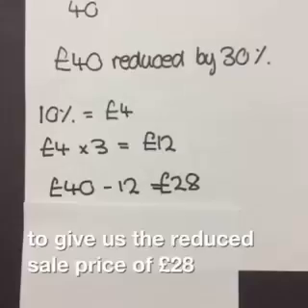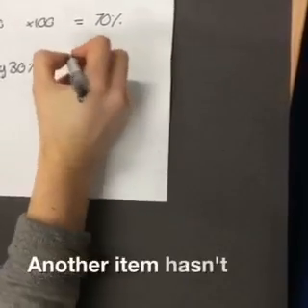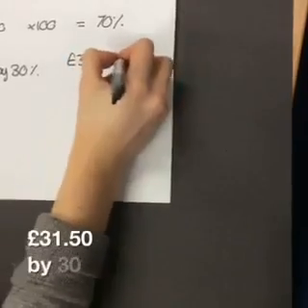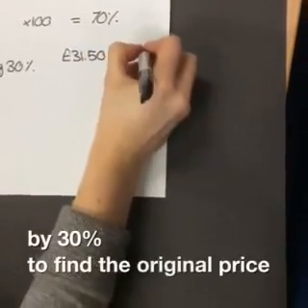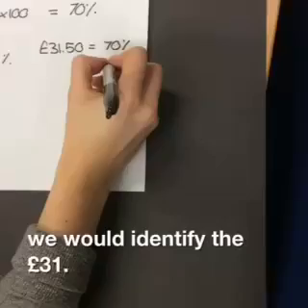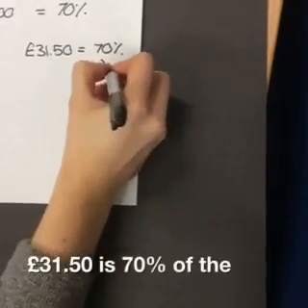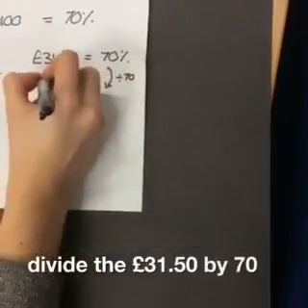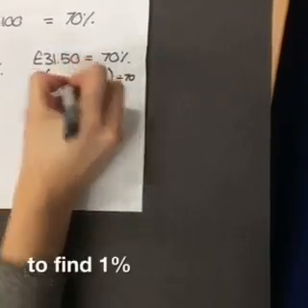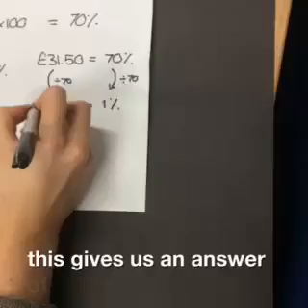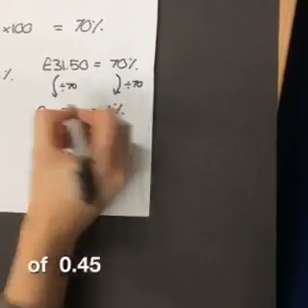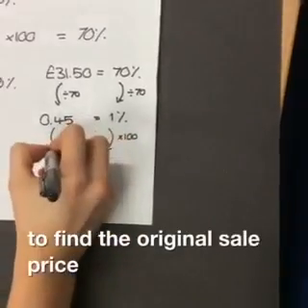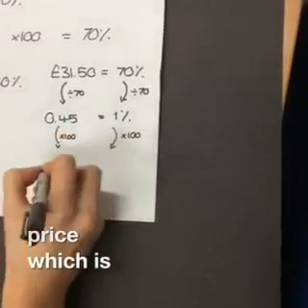of £28. Another item has a reduced sale price of £31.50. This has been reduced by 30%. To find the original price, we would identify that £31.50 is 70% of the original price. We would then divide the £31.50 by 70 to find 1%. This gives us an answer of 0.45. We would then multiply this by 100 to find the original price, which is £45.